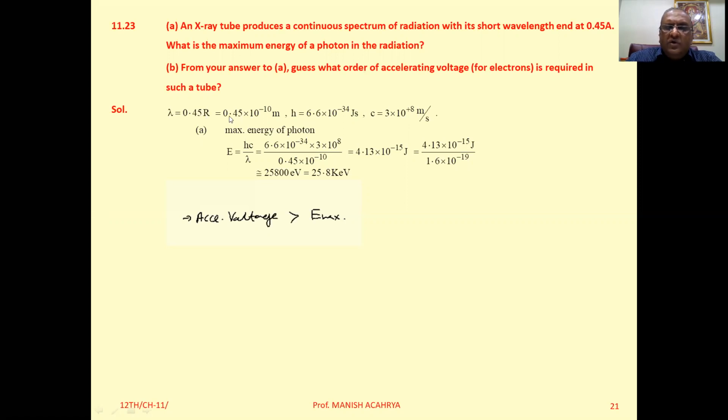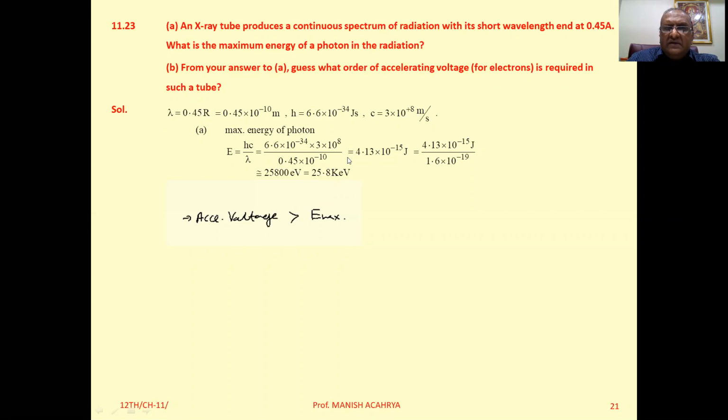So that is 0.45 into 10⁻¹⁰ meter. h is always given to you, c always given to you. Now maximum energy of the photon E, that is hc by lambda. Substitute all the values of h, c and lambda, then solve it. Then we will get the final result, that is 25.8 keV.